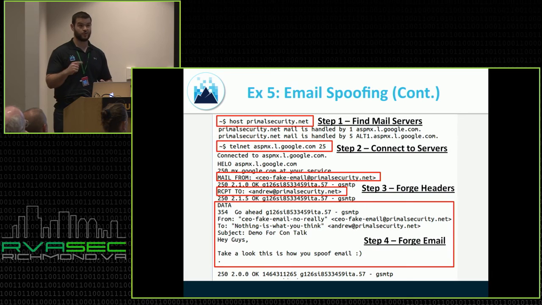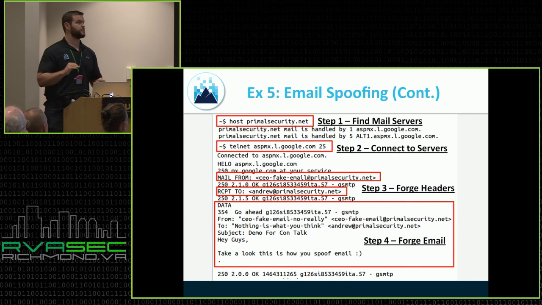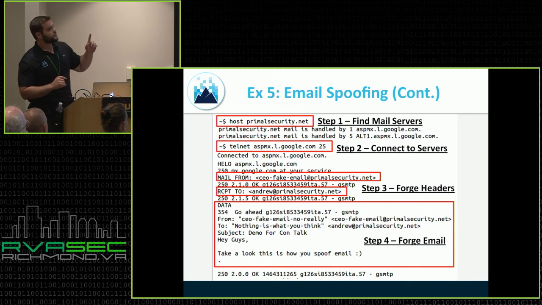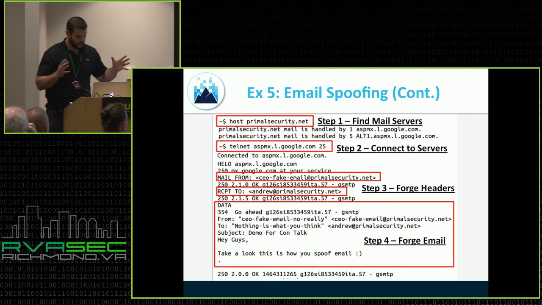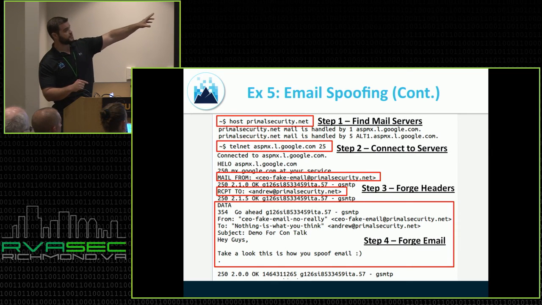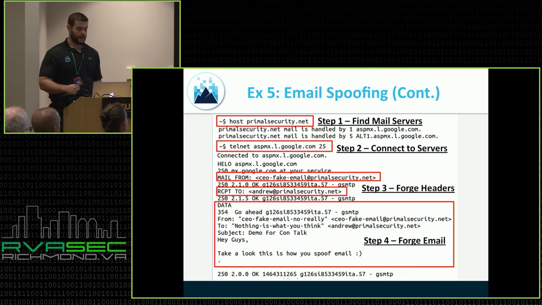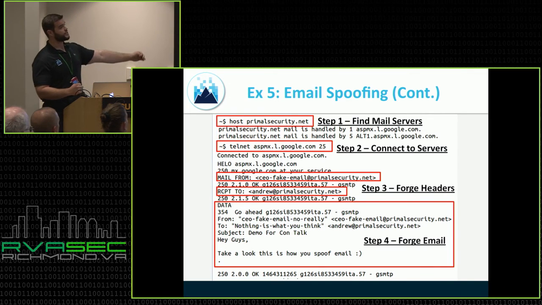And I'm actually going to show a real-world example with Google Apps for Work, which is actually really bad. So step one, here's what you do. You try to find the mail servers for the target domain. Host in Linux tells you the mail server's right there. Step two, make a connection to the mail server. Step three, we're going to forge the headers. So you can actually see there that's me manually typing in the headers and forging the headers. And then step four, we're actually forging the email.